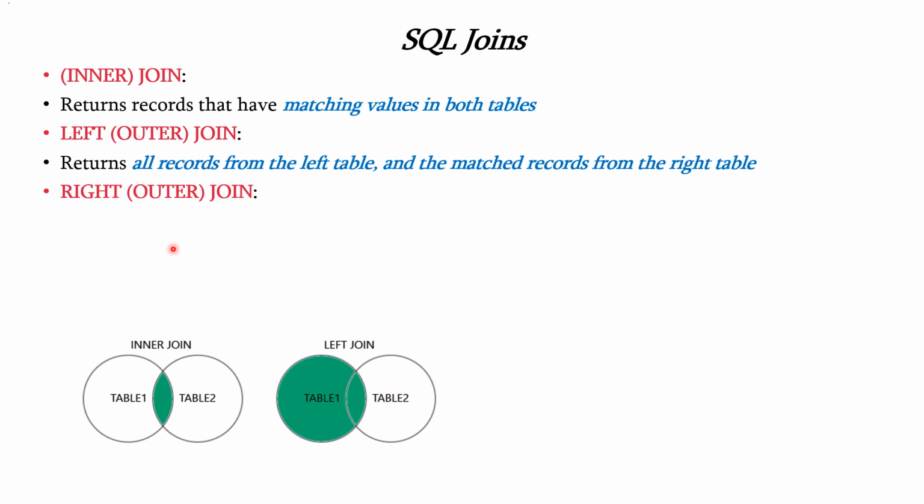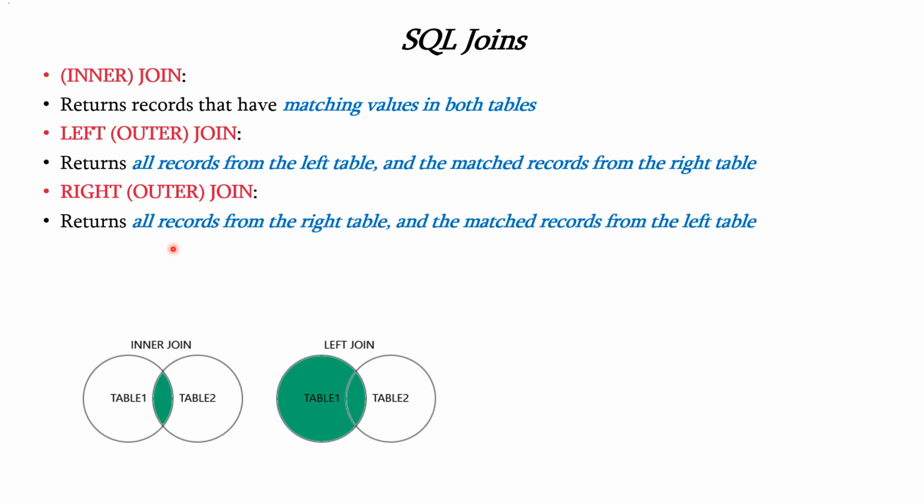Next, the right outer join. It is the reverse of the left outer join. It returns all the records from the right table and the matched records from the left table. For unmatched values, it will insert null values. This figure illustrates the right outer join. It takes all values from the right table and matching values from the left table. For missing values, it will enter null.